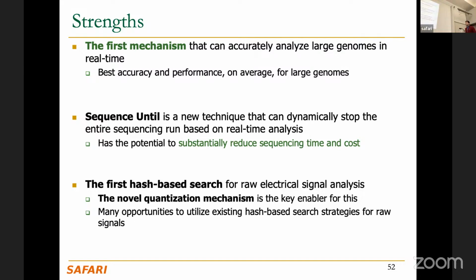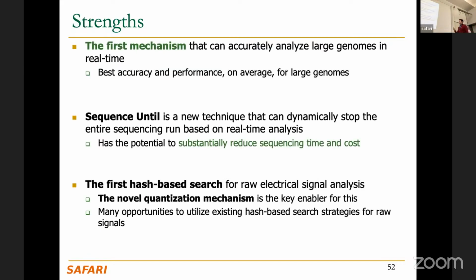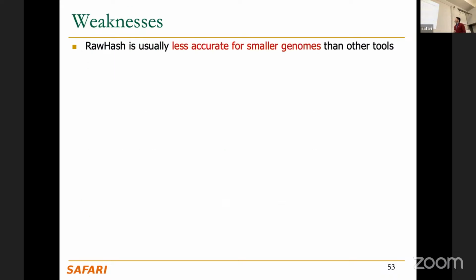With the first hash-based search mechanism, it is clear that there are many opportunities to utilize the existing hash-based search strategies that are used for base call sequences. Also, we can use them for raw sequences, perhaps. So these are the main strengths in RawHash. So then, what are the weaknesses?